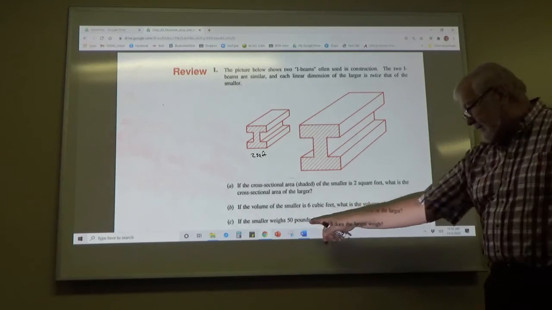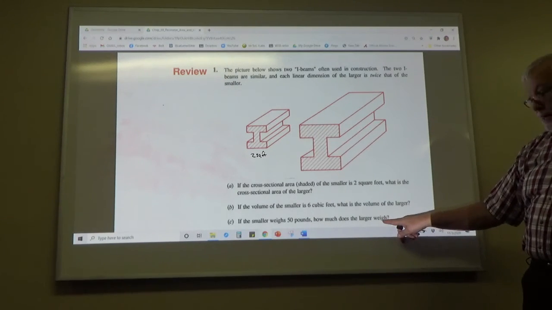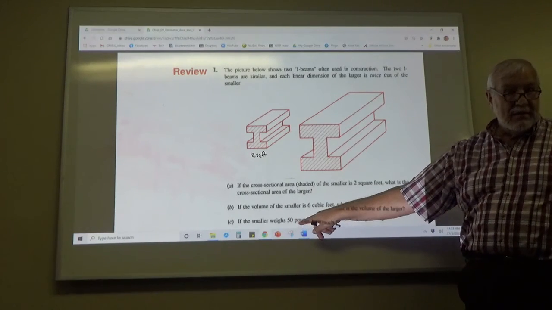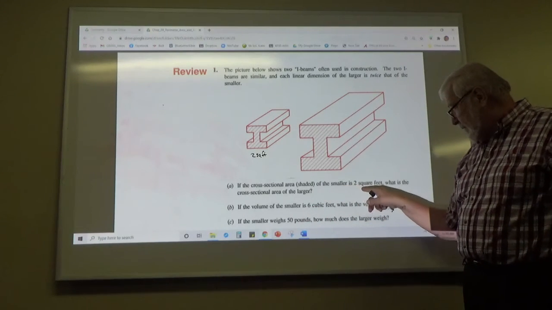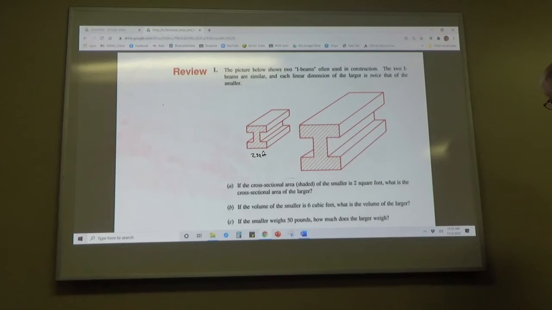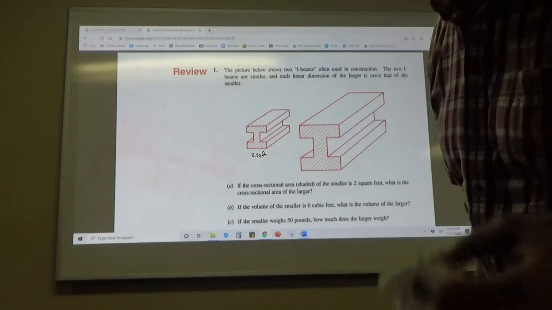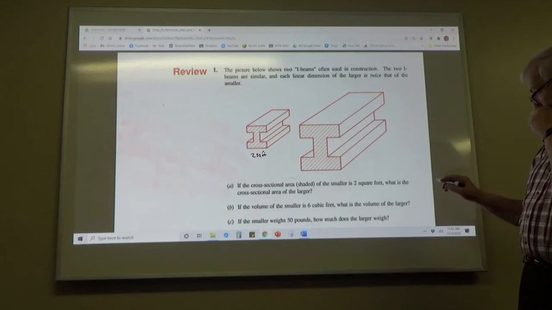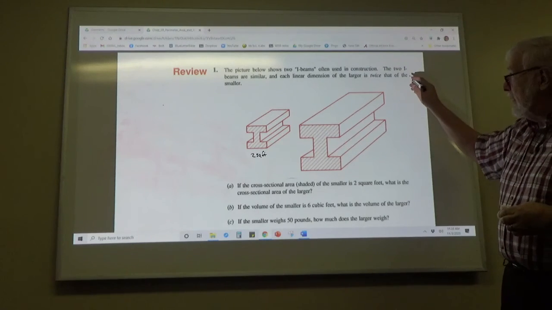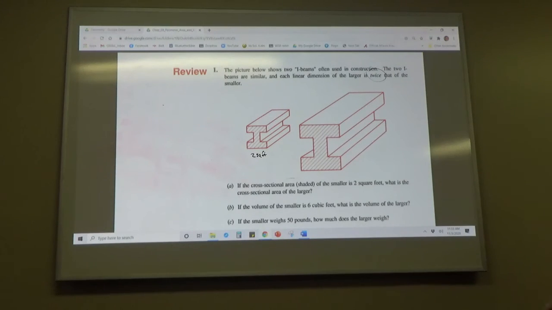If the smaller weighs 50 pounds, how much does the larger weigh? All right? The weight, I would think, is associated with... Would it be volume? With volume is what I would think. So therefore, well, I don't know. No, I think it would just be 2 times. Where is it up here? It's twice. So if it's twice as big, it should weigh twice as much.